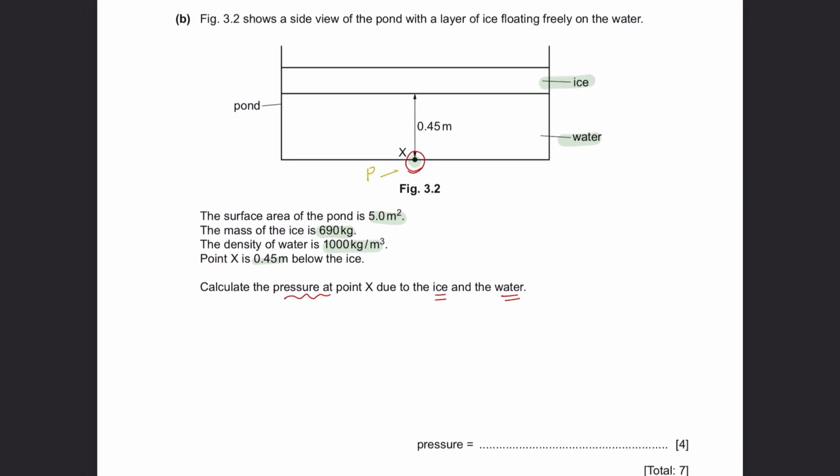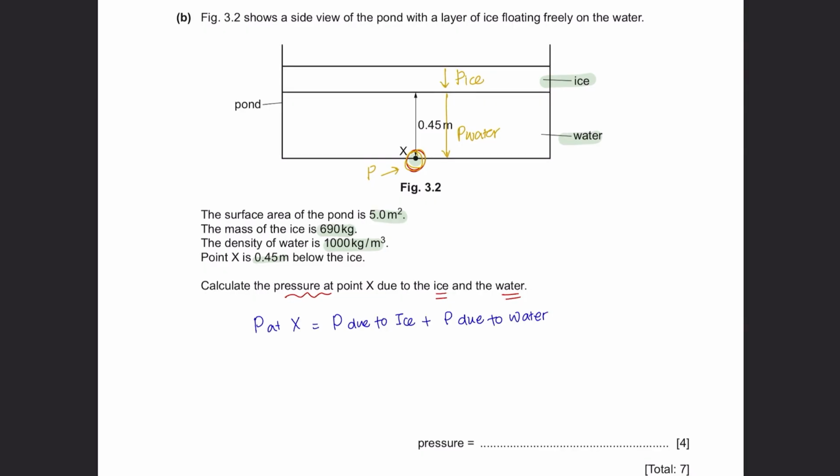Okay, the pressure experienced at point X is due to the pressure of water and the pressure due to ice. So in order to calculate the total pressure at point X, we can write a word equation like this. We have two relevant formulas for pressure. The first one being pressure equals force over area, applied for solids. And the second one is pressure equals density times gravitational acceleration times height, which is usually used in liquids or gases. So in order to calculate the pressure due to ice, we are going to use the formula pressure equals force over area.